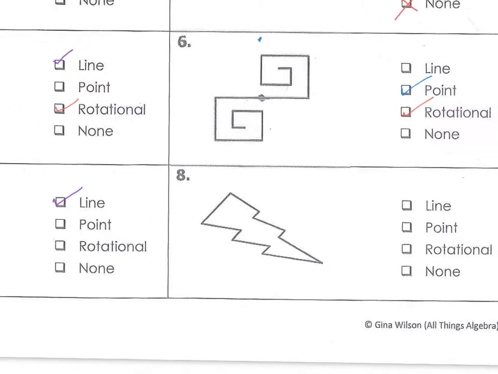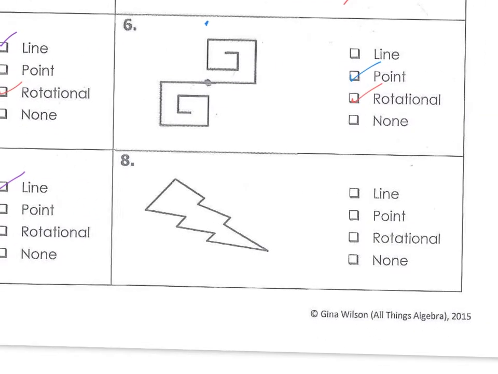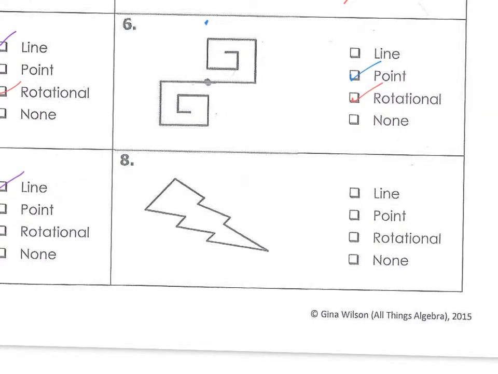Okay, so let's move over to 8. You do it by yourself, see if it has line, point, or rotational symmetry. Fun little lightning bolt. I just love quirky figures. All right, so chat amongst yourselves about what you think. Does it have line symmetry? Does it have point symmetry? Does it have rotational symmetry?